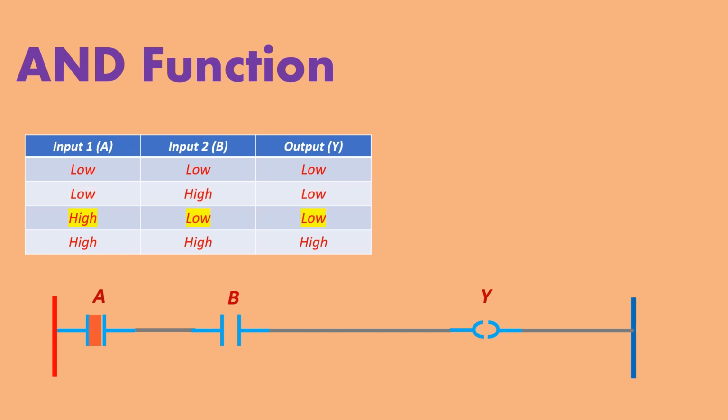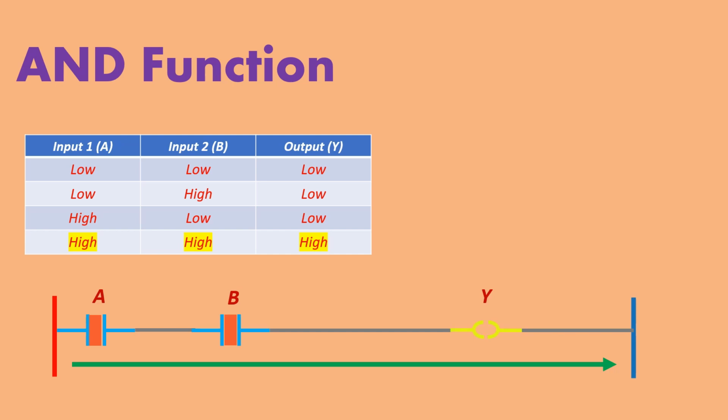In the third case, input A is energized and becomes closed and allows current to pass through, but input B is not energized, so it remains open and blocks the flow of current. Thus, the coil is not energized and remains inactive. In the fourth case, both A and B are energized and become closed and allow the flow of current, and so the coil will become energized and hence it will become active.